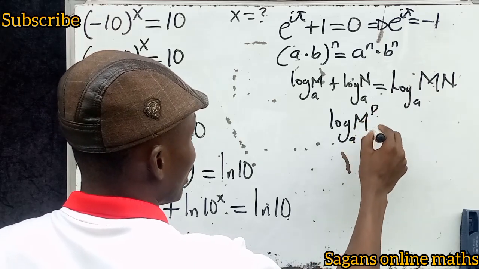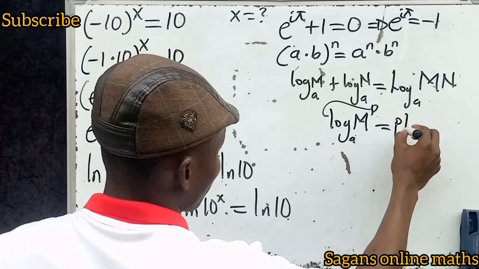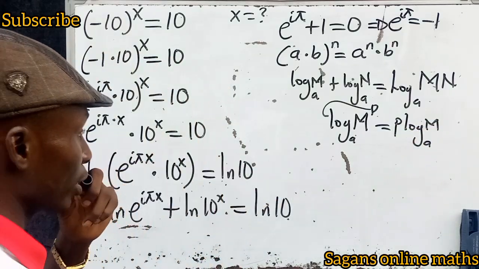P base a equals to, now this power can go back to multiply the log, so it becomes P multiplied by log m base a. This is one of the properties of logarithm, very interesting, right?